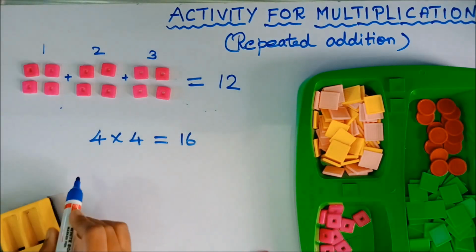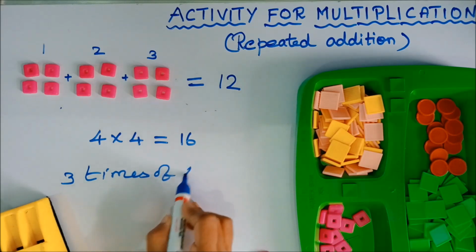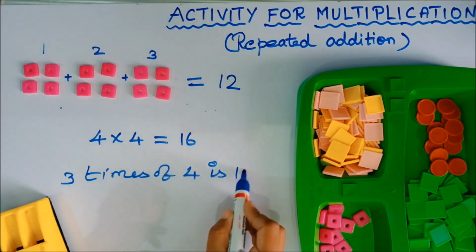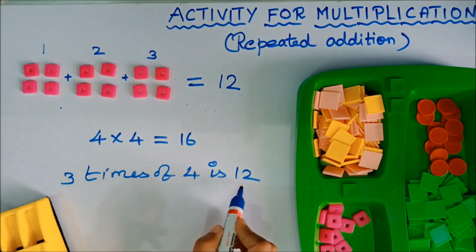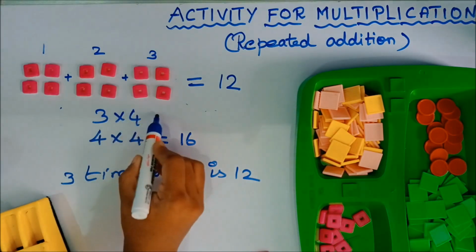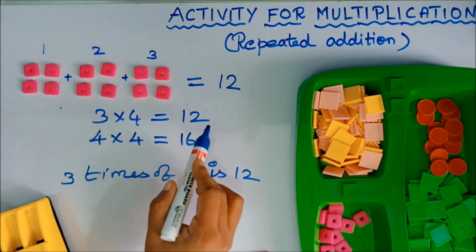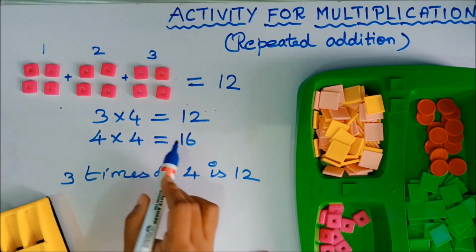That is, we are adding 3 times of 4, which is 12. We can write this statement in symbolic form as 3 into 4 equal to 12. Thus we say 3 4s are 12. 4 4s are 16.